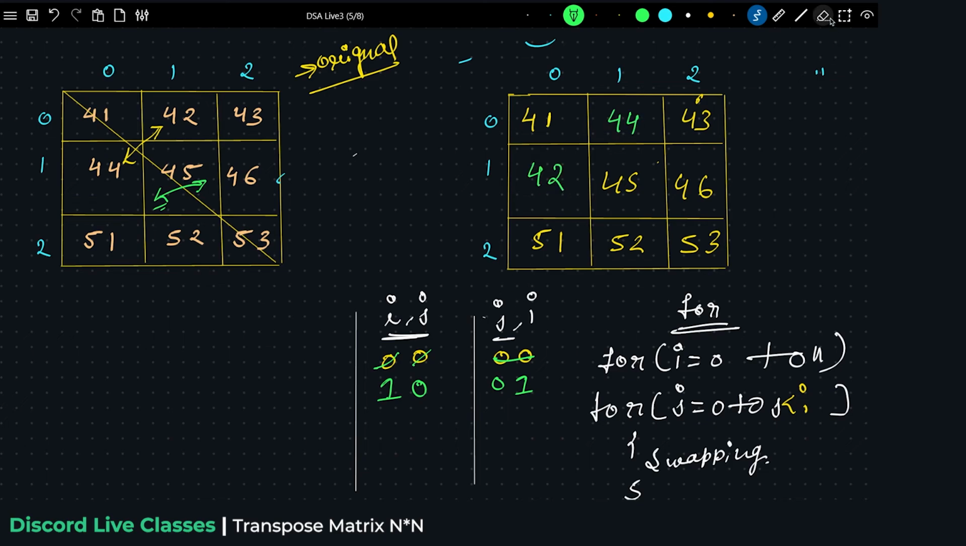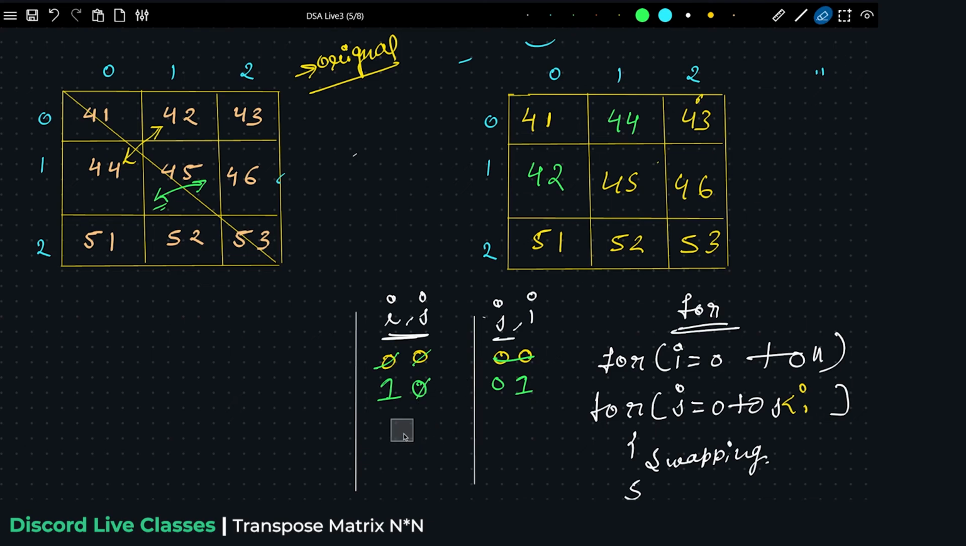Okay. Then we will again check here that currently the I value is 1 and the j value is 0. Okay, 0 is less than I? Yeah, 0 is less than 1. So basically we have swapped this. And then we will do j plus plus. Then j will increment by 1. So currently 1 is not less than 1.